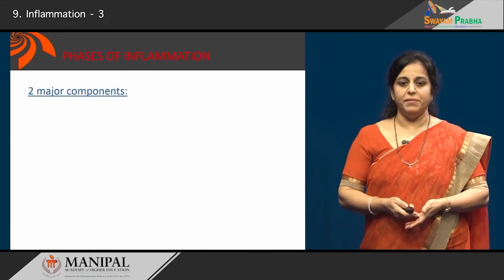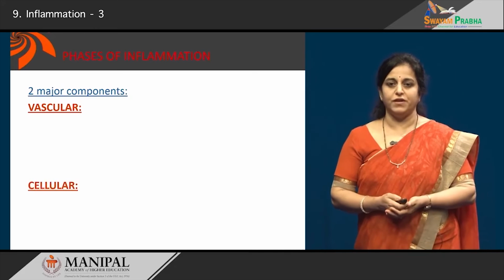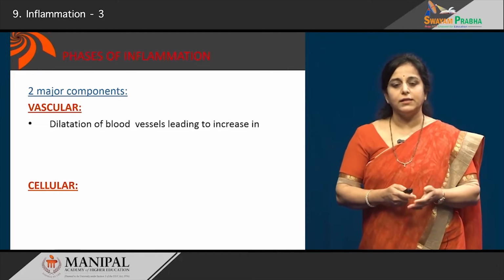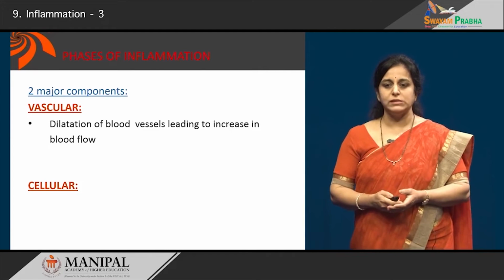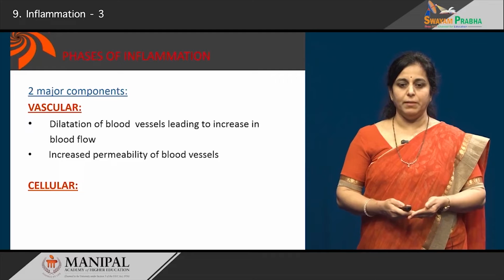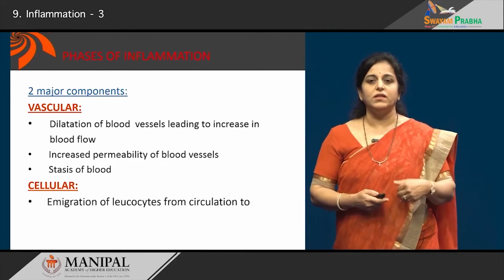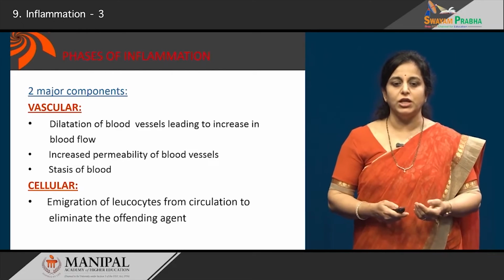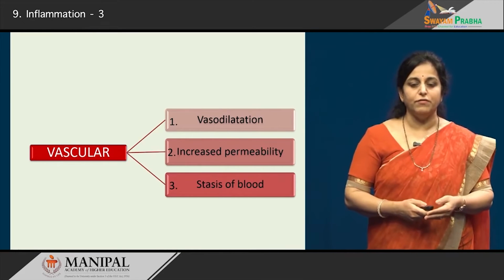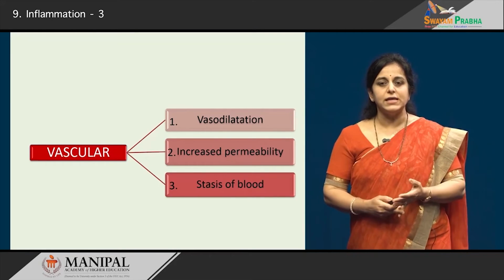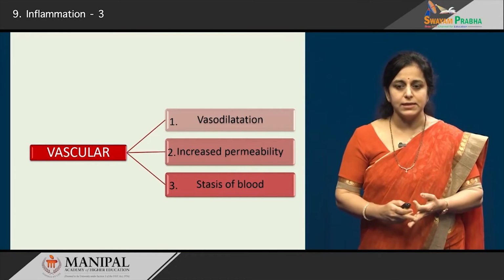So, what are the phases of inflammation? You have two major phases of inflammation, the vascular phase and the cellular phase. In the vascular phase, there are three major events. Number one is vasodilatation, or dilatation of the blood vessels. Number two, increased vascular permeability, and number three is stasis of the blood. In the cellular events, we see the emigration of the leukocytes from circulation to the site of the offending agent. Now, let us look at these vascular events a little more in detail.